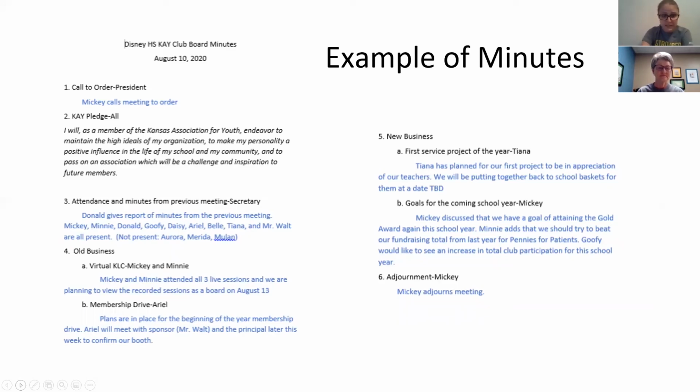In old business, we have virtual KLC reports by Mickey and Minnie and a summary of what they talked about. The same thing with the membership drive by Ariel. The new business, Tiana is going to talk about the very first service project of the year. And we have, again, a summary of what Tiana talks about. And then the goals for the coming school year by Mickey.